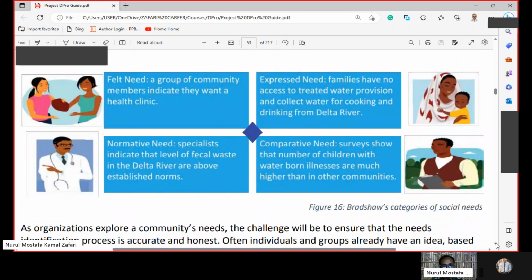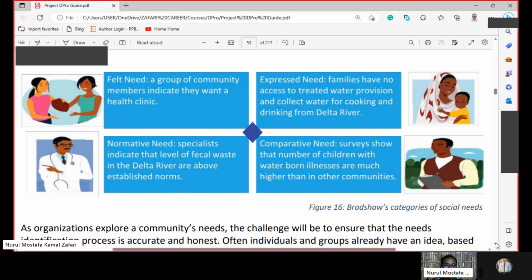So there is a diagram. In picture number 1, a group of community people is showing that they need a medical facility: expressed needs, then comparative needs. An expert is comparing normative needs, and an expert is talking about the Delta River established norms. So let me read. I'm sorry, maybe I am becoming a bit lazy.